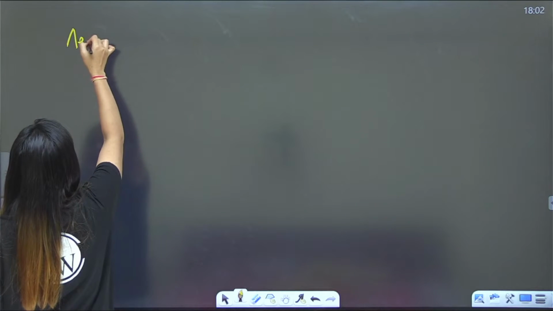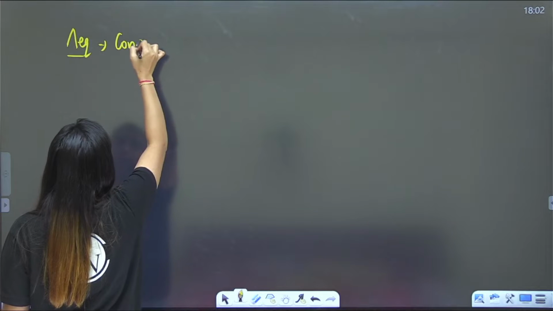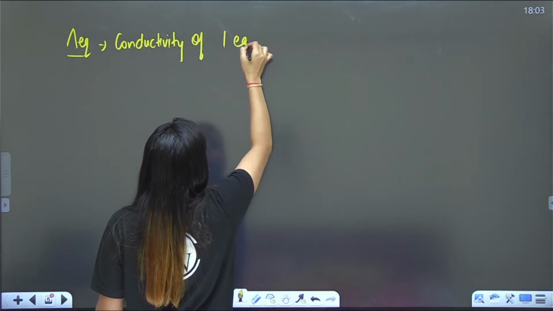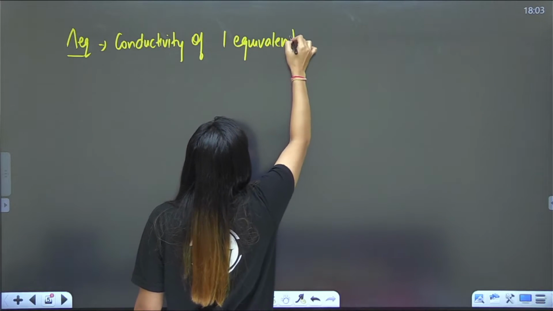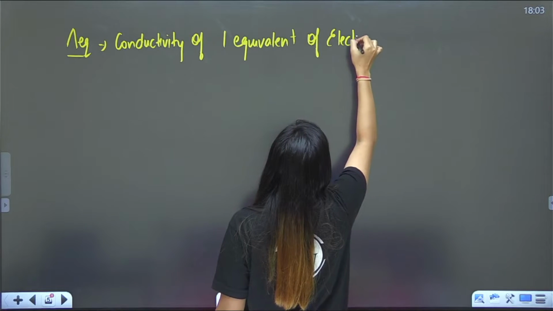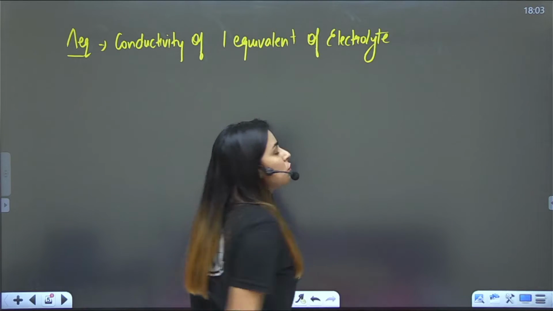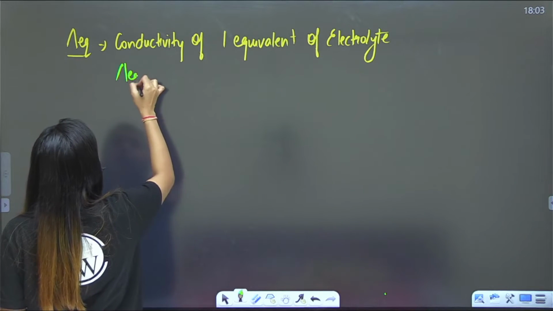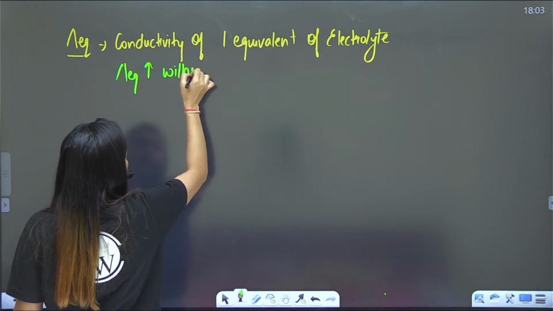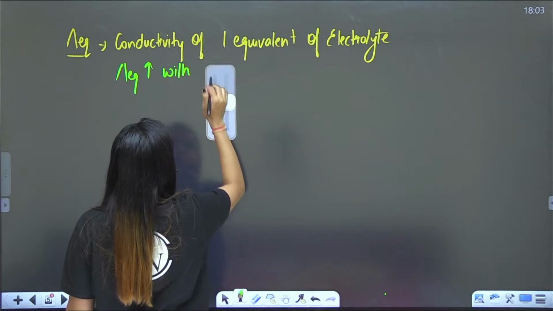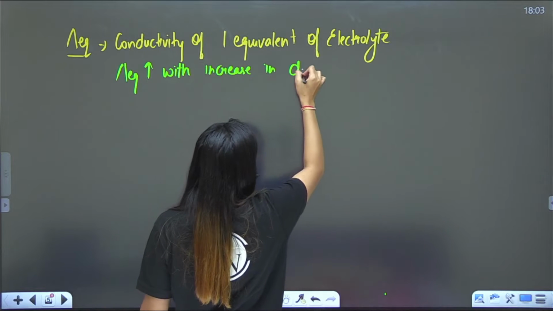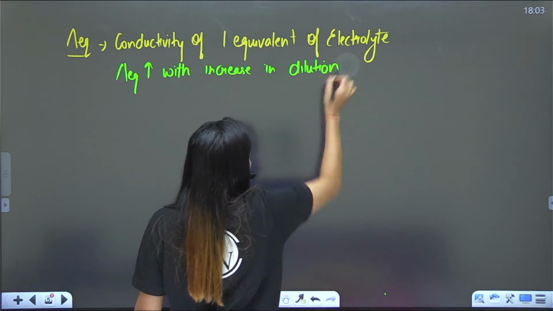Let's talk about the equivalent conductivity. Now we will be talking about the equivalent conductivity. It is the conductivity of one equivalent of electrolyte. Now if you have understood the 1 mole of electrolyte concept, then obviously you have understood this, and we can write directly that equivalent conductivity increases with increase in dilution. I hope you've written this. Perfect. You can write this, my dear students.